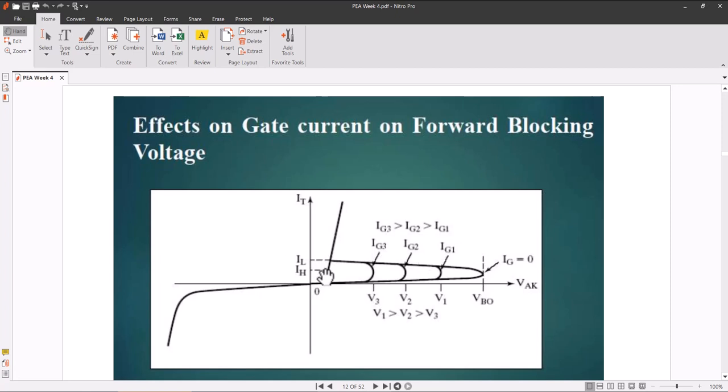And the two anode currents, latching current and holding current, are very important. From this diagram you can see you need the IL to make it turn on, and once it is on you can reduce the current down to IH. Below IH it will turn off again.